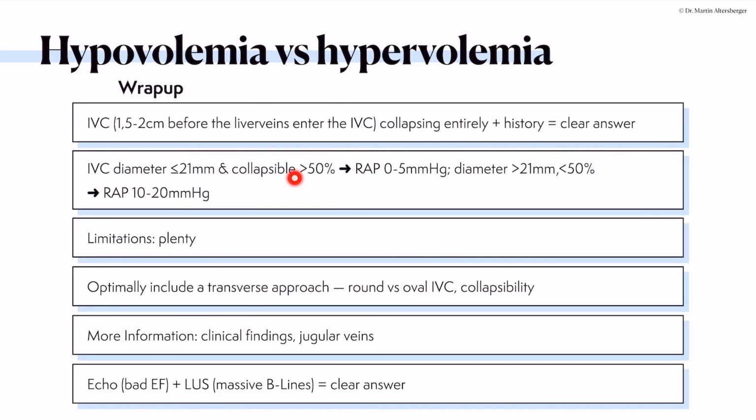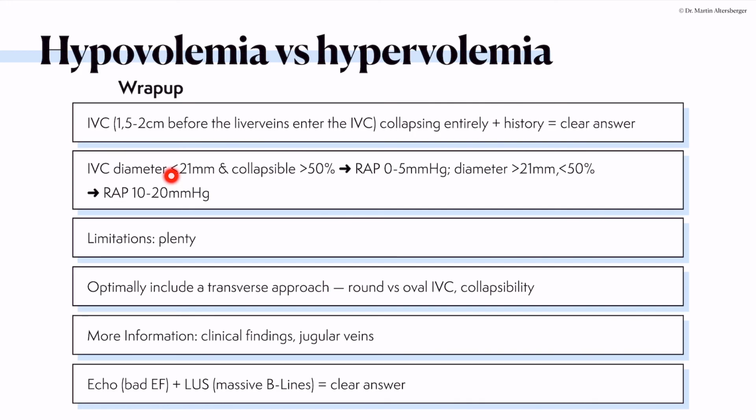So if it is normally collapsible and the diameter is not exceeding 20 millimeters, the right atrial pressure will be in between 3 to 5 millimeters of mercury. We mostly say then 3 millimeters of mercury. If the diameter is above 21 millimeters and collapsibility below 50%, then right atrial pressure is in the range of 10 to 20 millimeters of mercury. Everything in between you can count as 8 millimeters of mercury, and actually there is no reliable upper border.